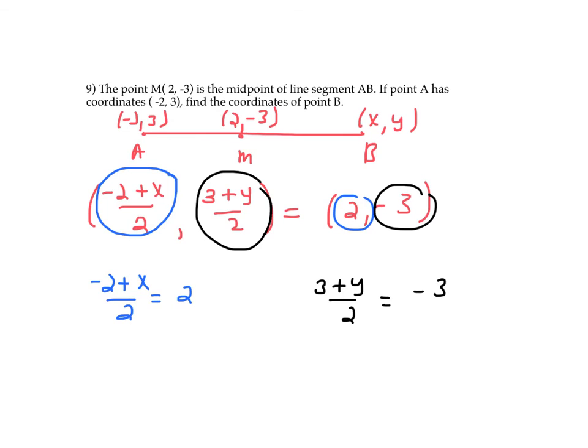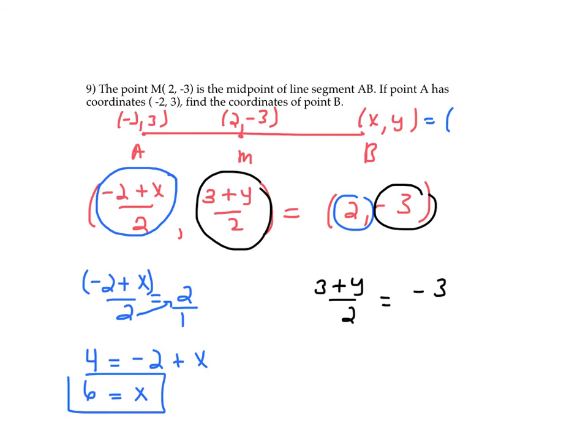Okay, we can solve these equations by thinking of them as proportions. So put the 2 over 1 and then cross multiply. So 2 times 2 is 4, and that's equal to negative 2 plus x. Add your 2 into both sides, and we get x equals 6. So this means that the x-coordinate of point B has to be 6.